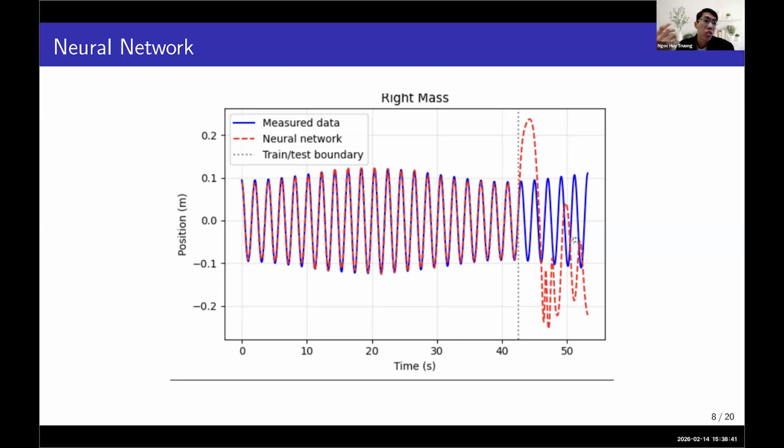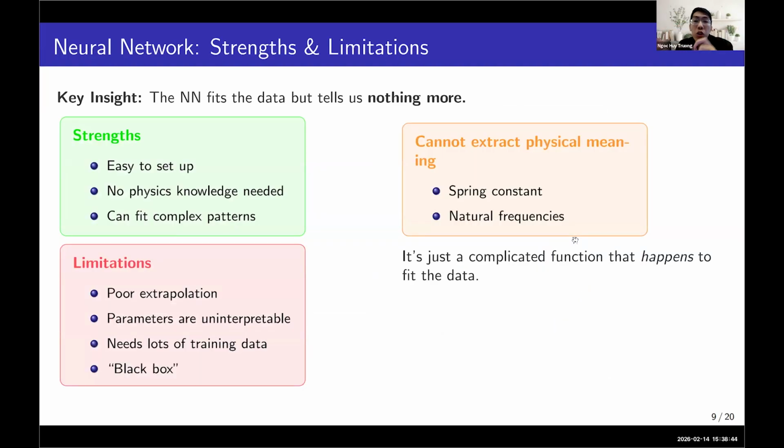And that brings us to the following observation. We want students to see the strengths and the limitations of this approach. The strength is the setup: no need for physical knowledge, and it can fit any training data. But it comes with a huge limitation. It's really bad at predicting the future, so poor extrapolation. The parameters number in the hundreds, it needs a lot of data, and it's basically a black box.